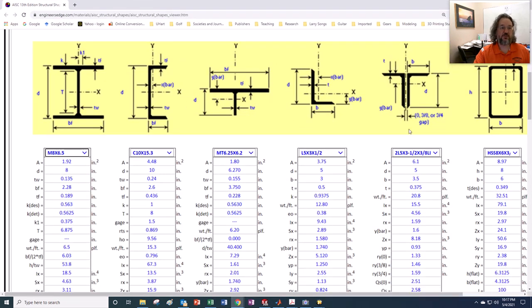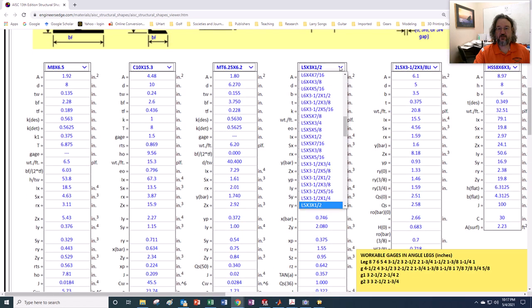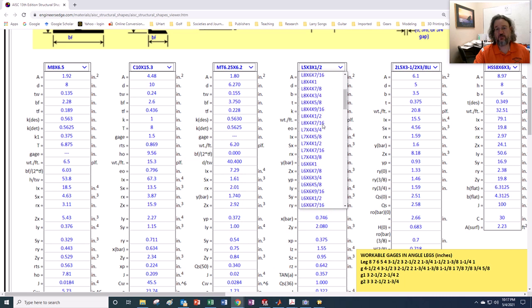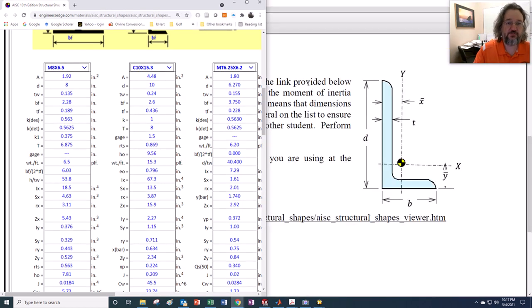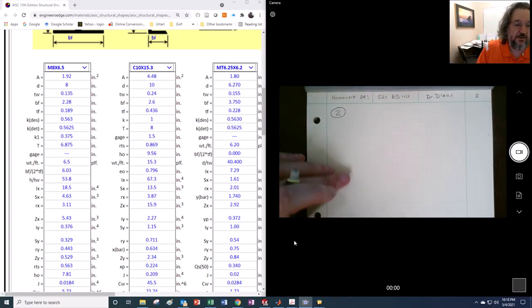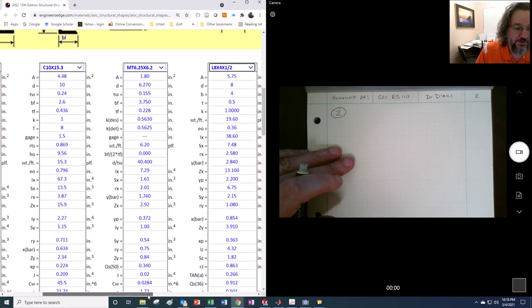All right, so here are our angles right here. And I am going to pick one of my favorite ones, an 8 by 4. I have it written out over here. Don't tell anyone. Shh. An 8 by 4 by 1/2. So where would we go? 8 by 4 by 1/2. Boom. And so these are our dimensions. Let's put these over to the side. Here's our section right here.